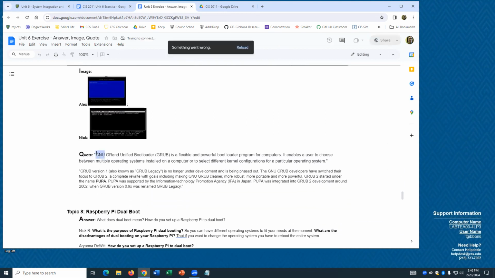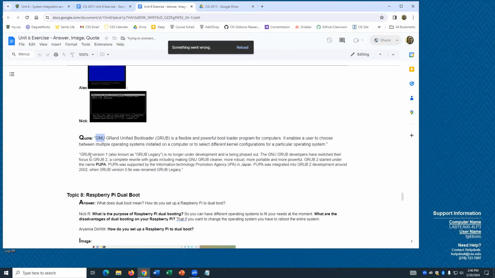Are you familiar with GNU? This is a really common set of software packages for Linux out there. You'll see a lot of the low-level tools in the Unix world are these GNU tools. So that's a common acronym. I don't even remember what it stands for anymore.